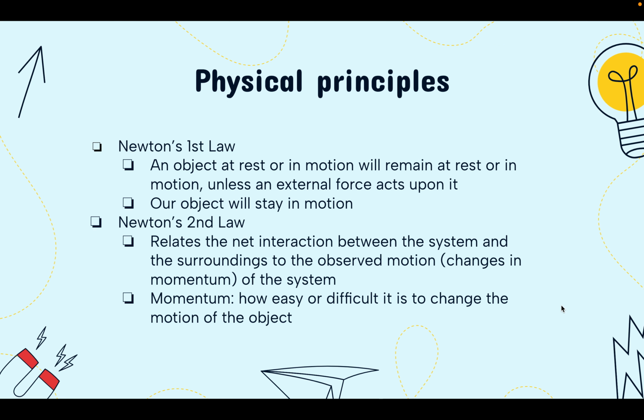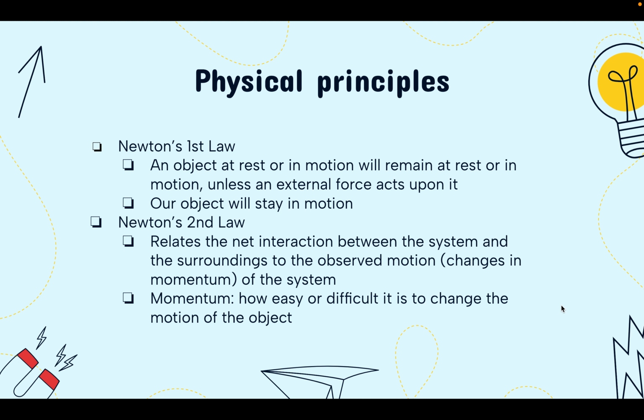Newton's first law states that an object at rest or in motion will remain at rest or in motion unless an external force acts upon it. In this experiment, we are assuming that the object will be moving at constant velocity, which means that there will be no external force applied to it as an assumption.